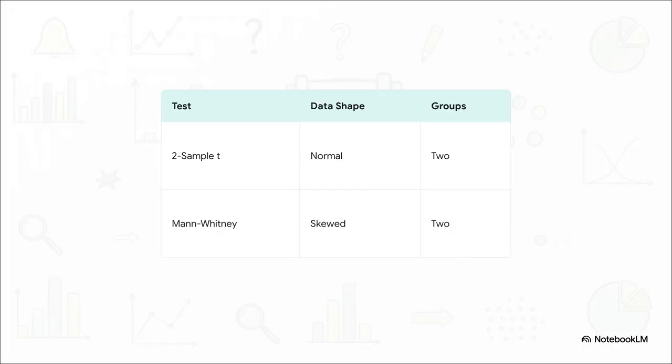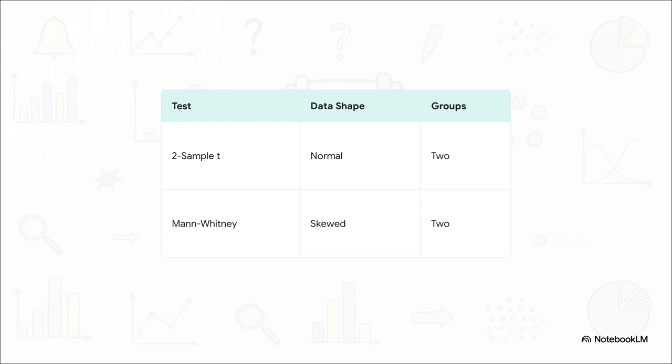Now, what's really interesting about this slide is how strict the rules of mathematics are regarding the shape of your data. When comparing the average performance, the means, of two independent groups, you hit this massive fork in the road. We call it the normality divide. If your data forms a beautiful, perfectly symmetrical bell curve, it's normally distributed, and boom, you unlock the two-sample t-test. I love calling this one the parametric king because it is incredibly powerful and precise.